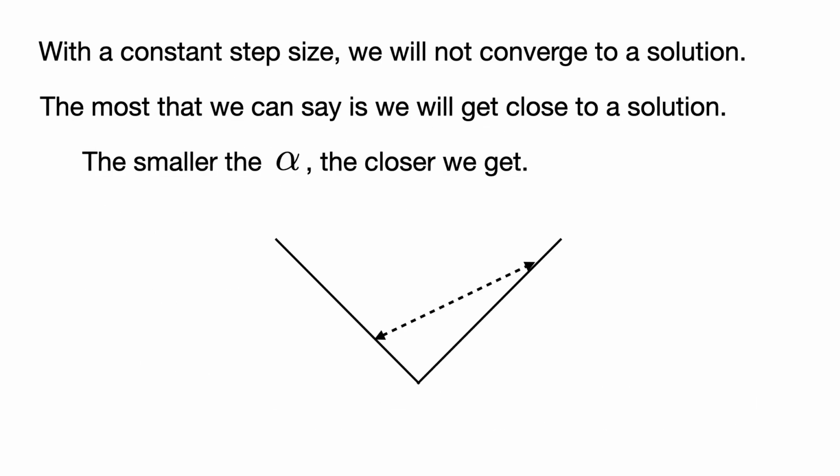So why do we need to keep track of how many times it's been since we updated fx best? And the answer is because we could get stuck. Here's a simple example. With a constant step size, we will not converge to a solution. The most that we can say is that we will get close to a solution. And the smaller the alpha, the closer we can get.